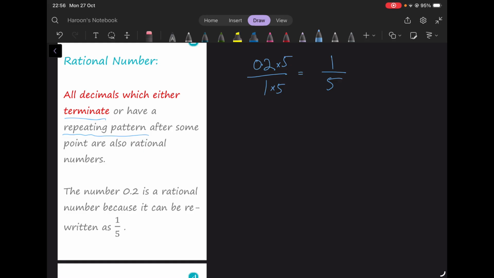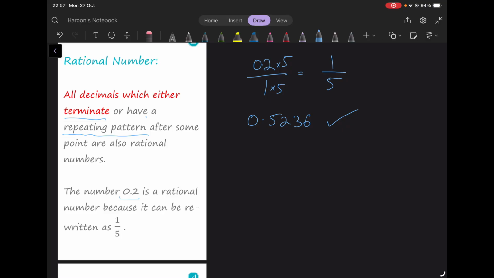So any decimal that terminates, this was terminating 0.2, terminate means it ends after a certain number of digits. So for example, if I have 0.5236, I don't even need to calculate it. Is it a terminating decimal? Yes, it is. So it must be a rational number. Terminate means ends after a certain number of digits.